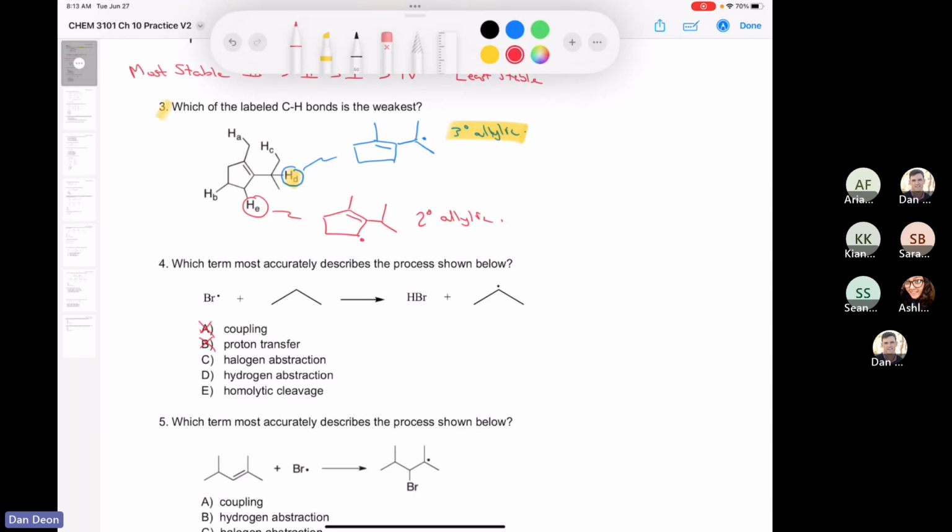Then we have halogen abstraction, hydrogen abstraction, homolytic cleavage. Well, we can definitely eliminate homolytic cleavage, because homolytic cleavage is where you start with no radicals and you make a radical. So it's either a hydrogen or a halogen abstraction. Anybody have an idea which one of these it is? And then we could practice the mechanism maybe. Are we abstracting a halogen or a hydrogen from the propane? Right, we're pulling off a hydrogen, aren't we? So this is hydrogen abstraction, right?